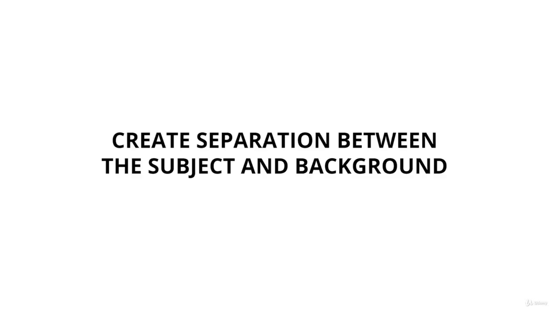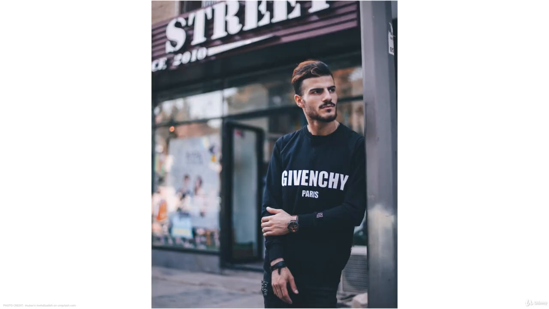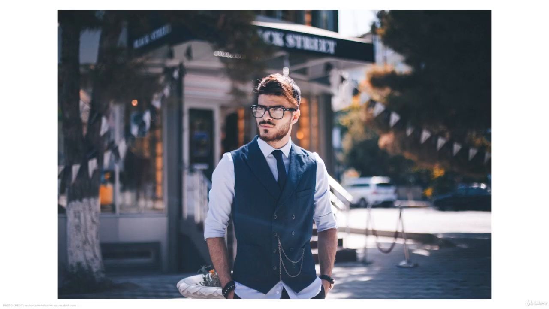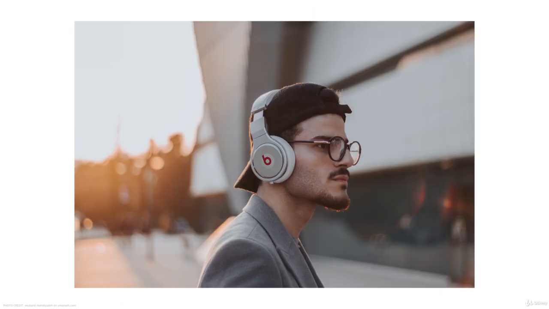This goes for horizontal lines like buildings too. Don't have them go through your subject's head. That can be very distracting. Next, create separation between the subject and background with space and focus. This could mean literally having your subject walk further away from the background, or it could mean dropping your f-stop to get a blurrier background.